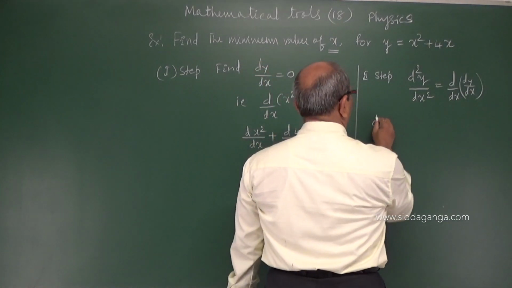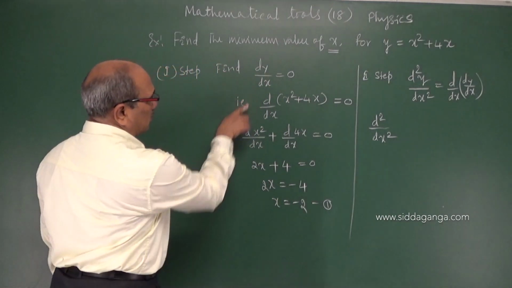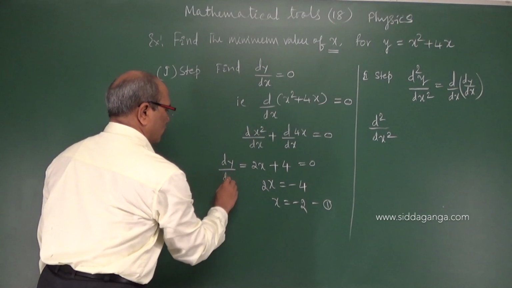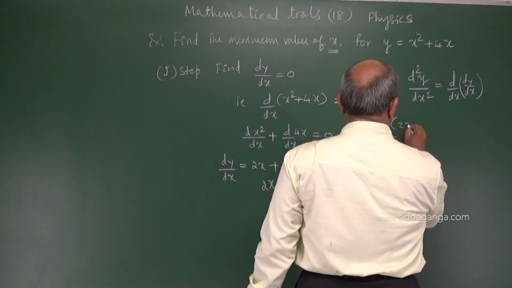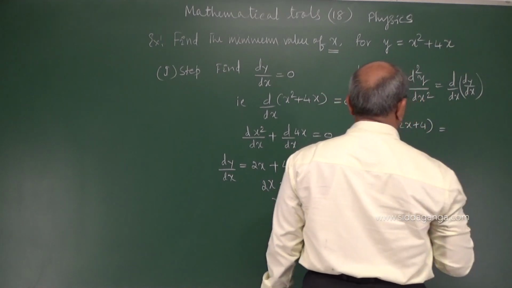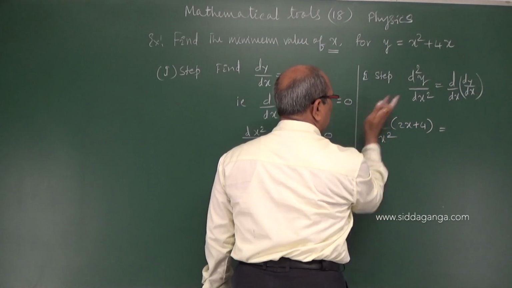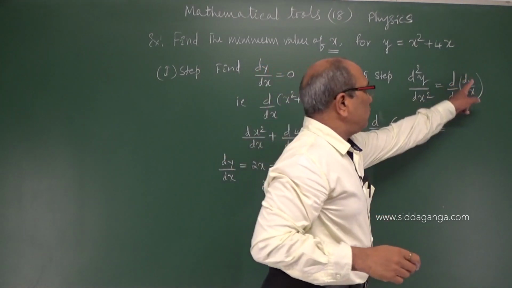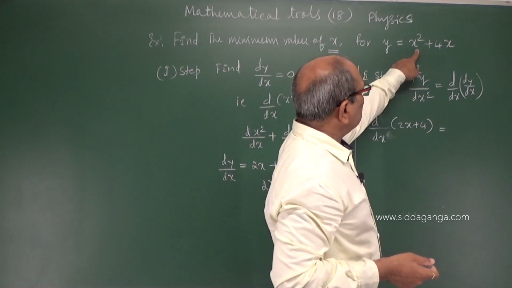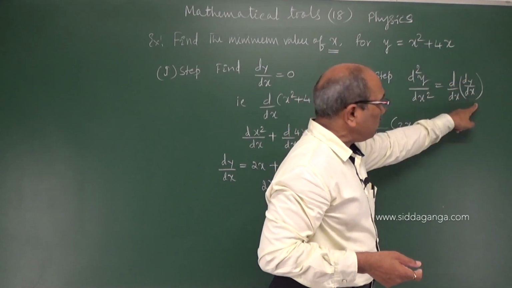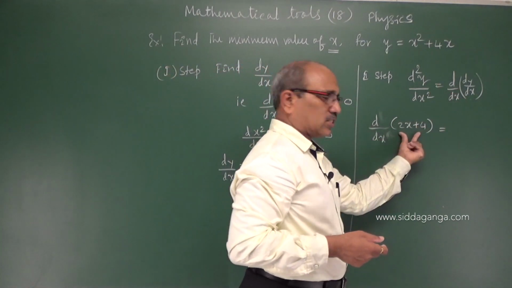If I do d square y by dx square, it is nothing but d by dx of dy by dx. The dy by dx value is 2x plus 4, so I put 2x plus 4 here. It becomes d square y by dx square equal to d by dx of dy by dx, and dy by dx is 2x plus 4. I substituted it, and now d by dx of this.